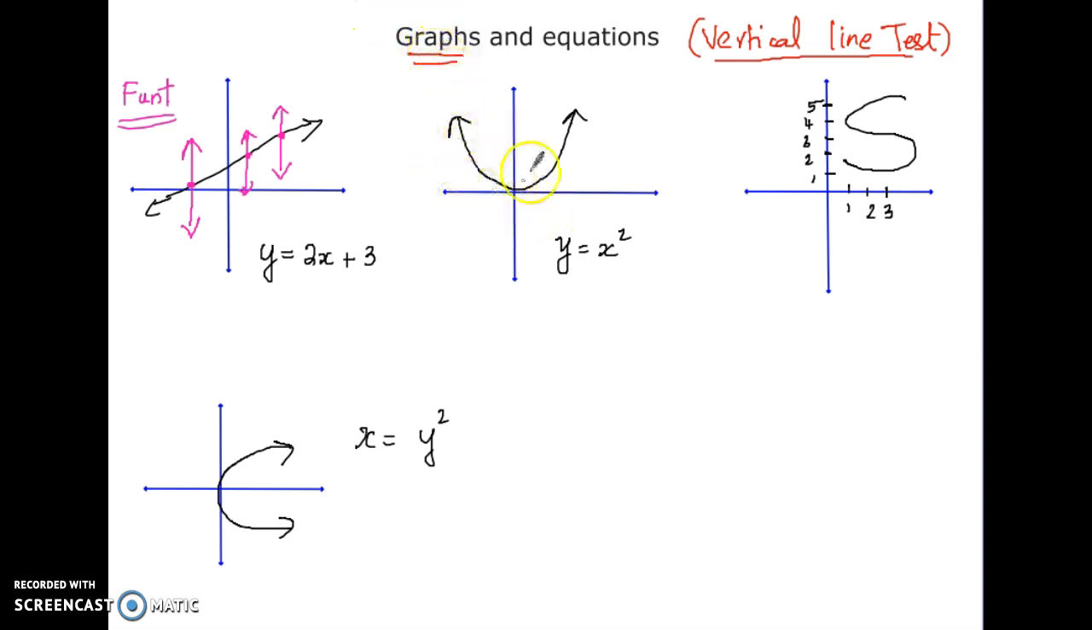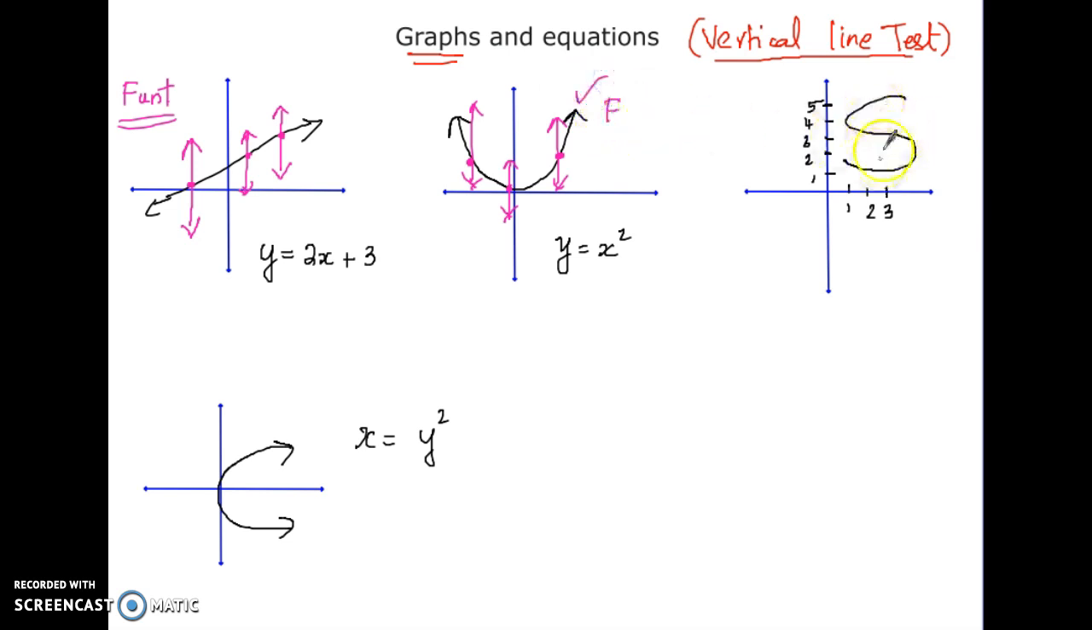So in the second graph over here, the graph of a parabola, y equals x squared, I try to draw a line here, here. No matter where I draw a vertical line, it's only touching at one single point. No matter where I draw it, it's only cutting through one point. So it's a function. This is also a function.